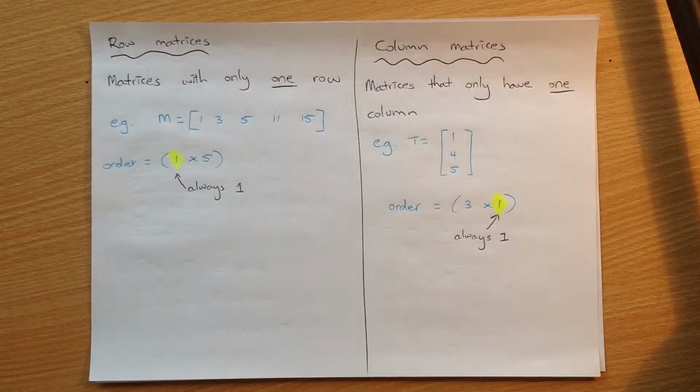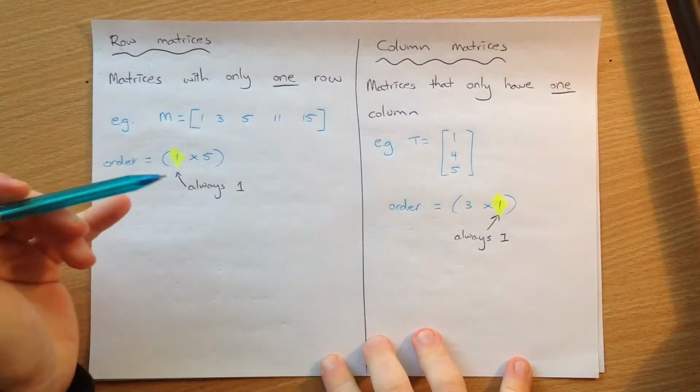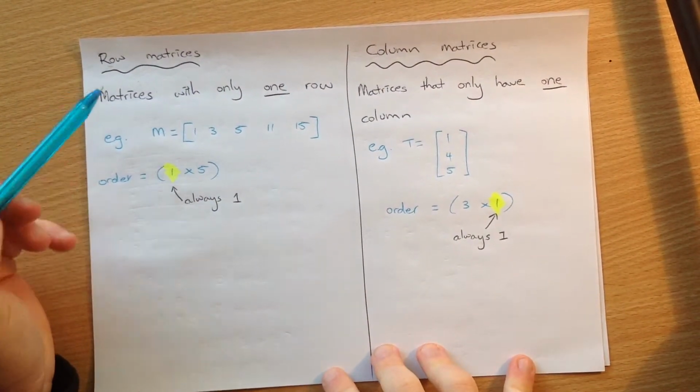There are some specific kinds of matrices, and we don't really see them very much until we get into transition matrices, which is sort of the end of this module. But it's useful to know what they are now because they might come up anyway. So matrices, if they only have one row, then we call that a row matrix.